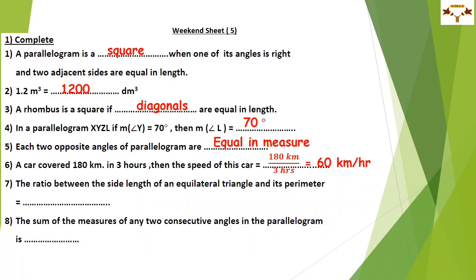Number 7. The ratio between the side length of an equilateral triangle and its perimeter equals blank. I know from lesson 1 that it is a fixed ratio between the side length of the equilateral triangle and its perimeter, which is 1 to 3. Fixed ratio 1 to 3. Number 8. The sum of the measure of any two consecutive angles in a parallelogram is 180.